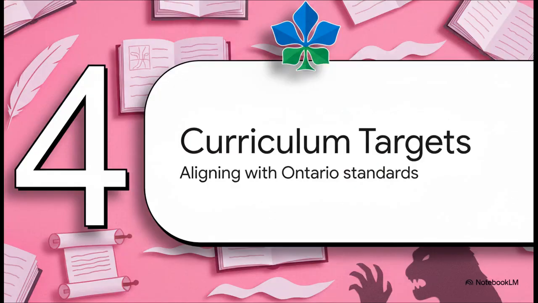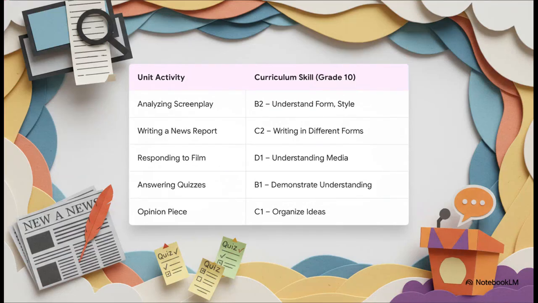Of course, all this cool, innovative teaching has to actually meet the official standards, right? Well, this unit was meticulously designed to align perfectly with Ontario's grade 9 and 10 English curriculum expectations. And here's exactly how it connects. When students analyze that screenplay format, they're directly hitting the understanding form and style standard. When they write a news report based on the story, they're practicing writing in different forms. You can see that every single activity is purposefully mapped to a specific curriculum requirement. It's all there for a reason.